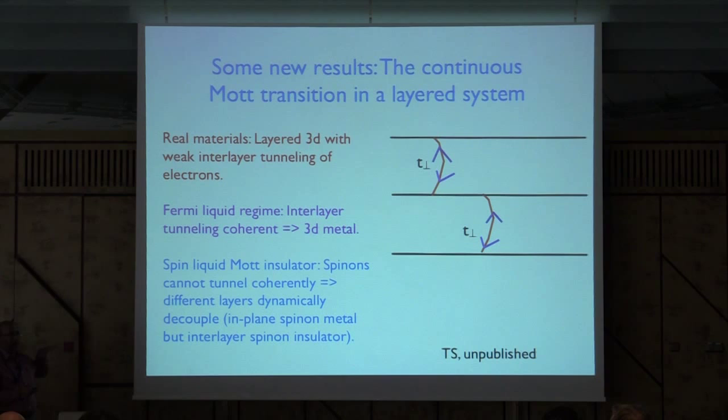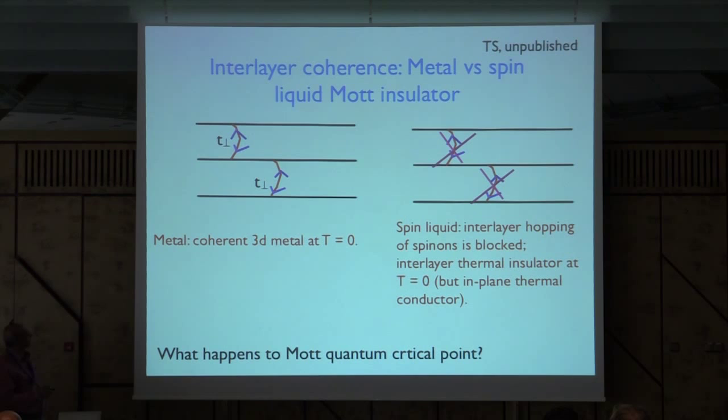Okay? So this leads to the question that in a real layered three-dimensional system, the Mott transition is really a dimensionality-changing phase transition, where you go from a three-dimensional metal to a dynamically decoupled layered two-dimensional spinon metal. Right? So how does such a dimensionality-changing transition play itself out? And the answer is that right at the critical point, you still have dynamical decoupling between the different layers. So you get a metal that's an electrical conductor for in-plane transport, but it's an electrical insulator for out-of-plane transport. Okay? So it's pretty amazing, but that's exactly how things work out. So let me just summarize. Sorry, I went over time.